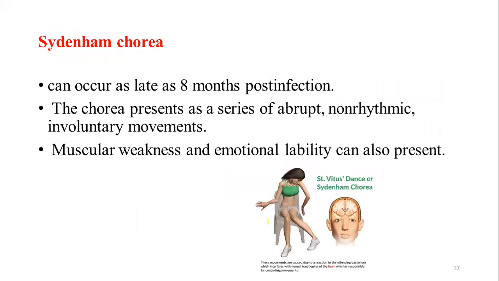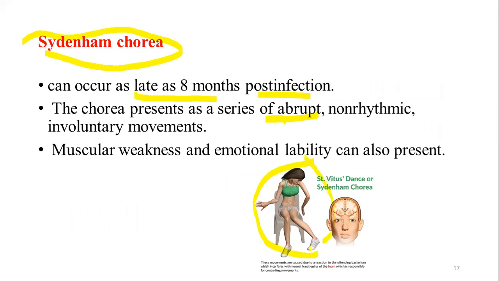Then the next condition is Sydenham chorea. This usually occurs as late as 8 months post-infection and is characterized by a series of abrupt involuntary movements, as you can see from the diagram. As a result, there is even a possibility of muscular weakness, and emotional lability can also be present.